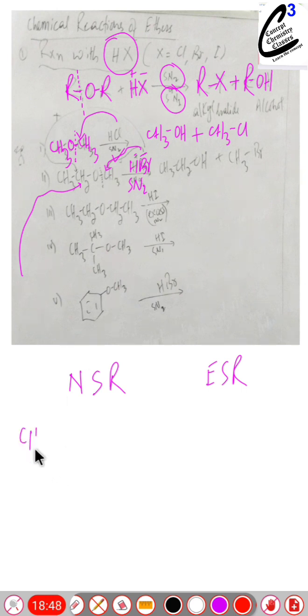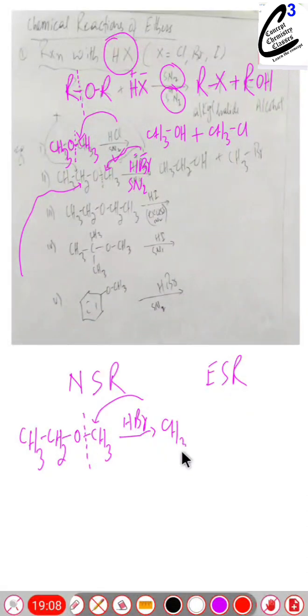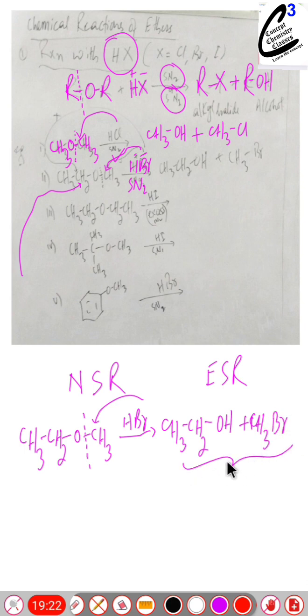So this Br as our nucleophile will attack this carbon atom. Let me write over here CH3CH2OCH3, and if it is reacted with HBr, our Br minus will attack this carbon atom as a nucleophile, and this bond will be broken. So we will get CH3CH2O, to this O hydrogen will be attached, so ethanol will be formed, and to this methyl, bromine will be attached, so methyl bromide will be formed. So these two will be the products.